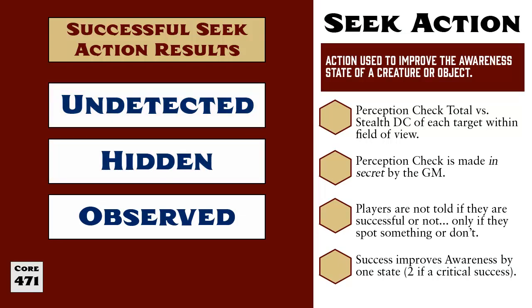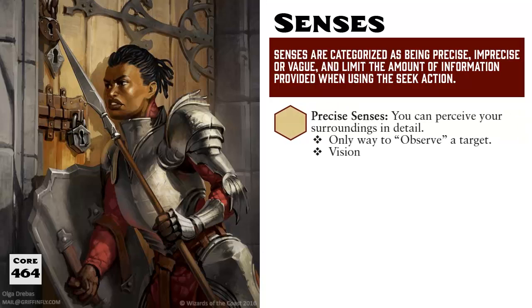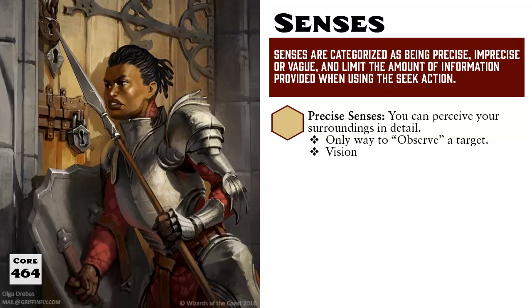This, however, is limited according to which sense the character is using to seek, and also by the lighting conditions of the area if they're using vision. Senses are defined as either being precise, imprecise, or vague. Precise senses allow you to perceive your surroundings in detail, and only a precise sense can be used to observe a target. And the only precise sense that humans have is vision.